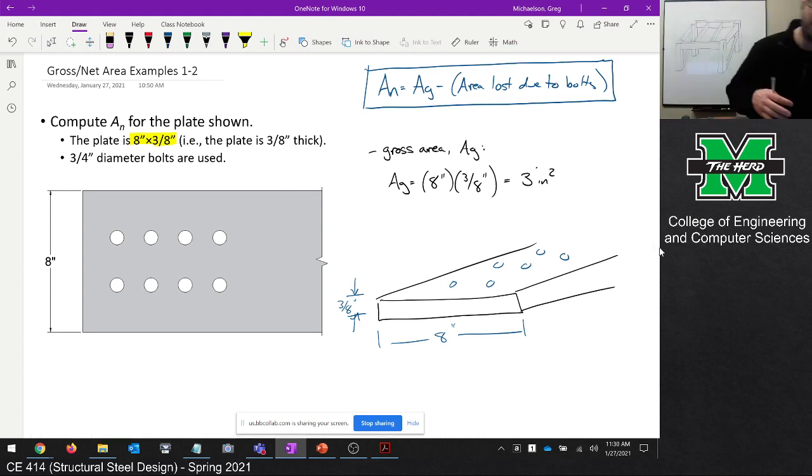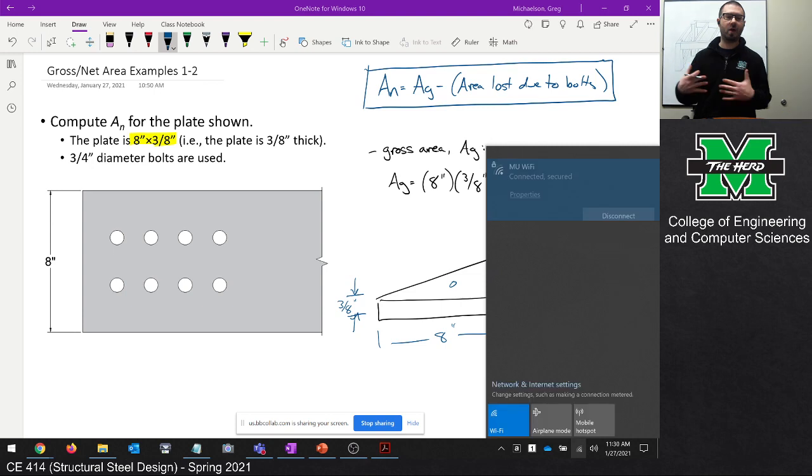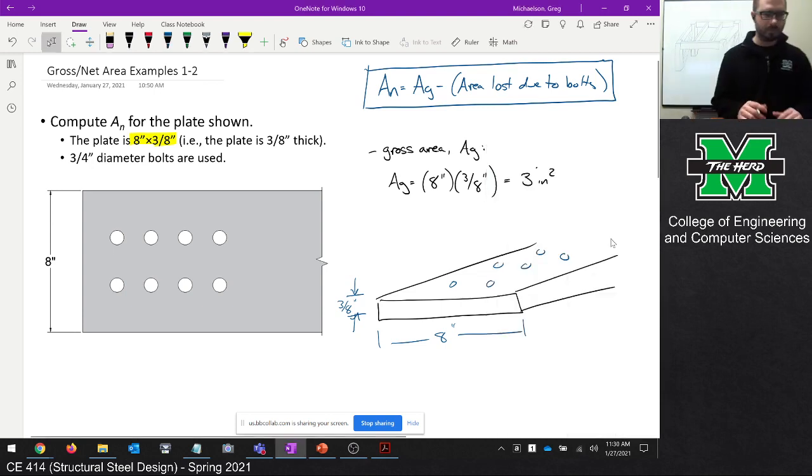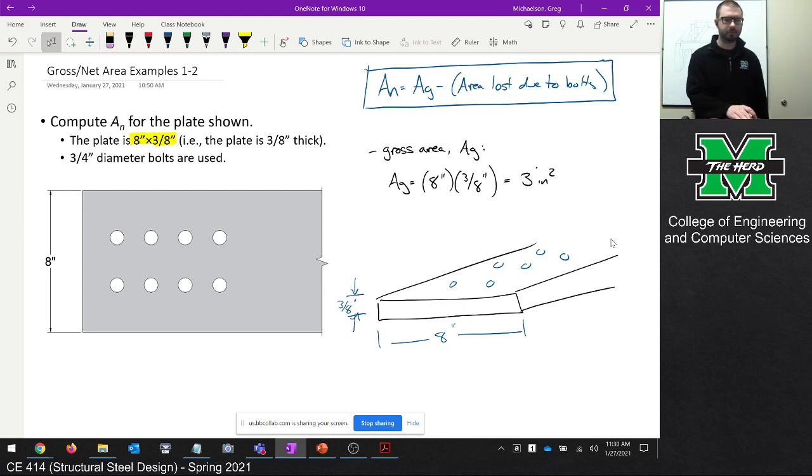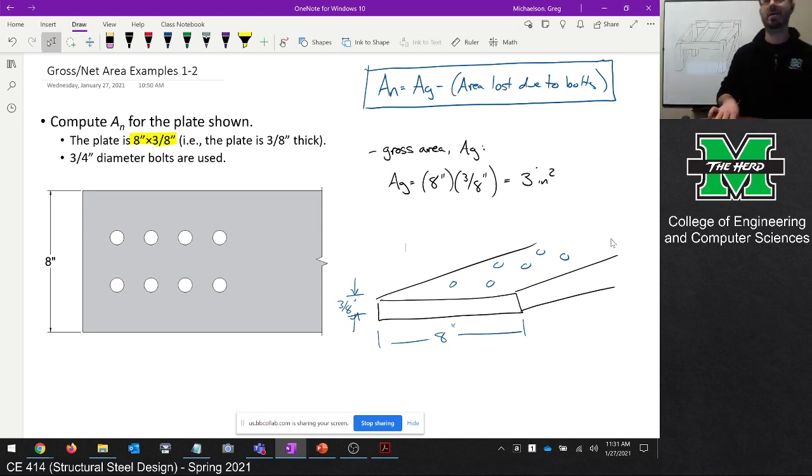Let's try that. Okay. So what I'm saying about the 8 by 3/8 is that the plate is 8 inches wide and it's 3/8 of an inch thick. So we're talking about the cross-sectional area of the plate. Does that make sense? Okay, that's the key right there. Cross-sectional. I thought you were talking about the face that we were seeing. That's a great question. And to be clear, we are always going to be talking about cross-sectional areas when we're talking about this type of concept.